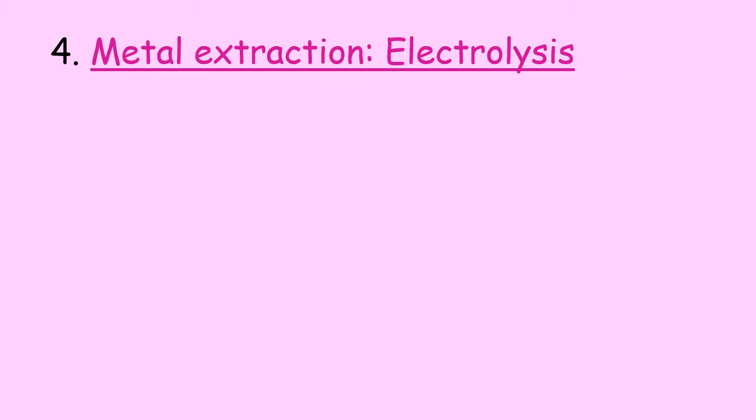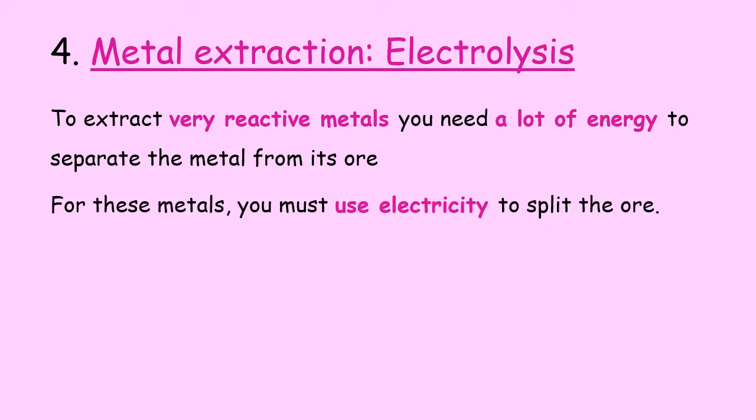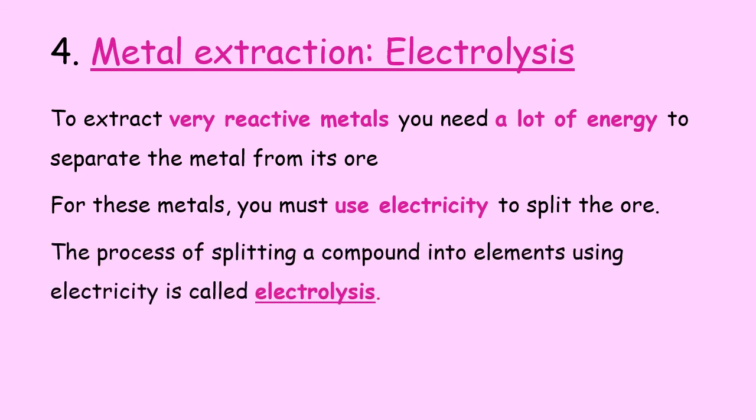Now, the final method that we need to know about is electrolysis. Now, very reactive metals need a lot of energy to separate and break the bonds between the metal and the other elements in its ore. And one way of providing a lot of energy quite easily is to use electricity. And when we use electricity to split apart a compound, we call that electrolysis. So electro means electricity, lysis means splitting. So combined together, splitting using electricity.